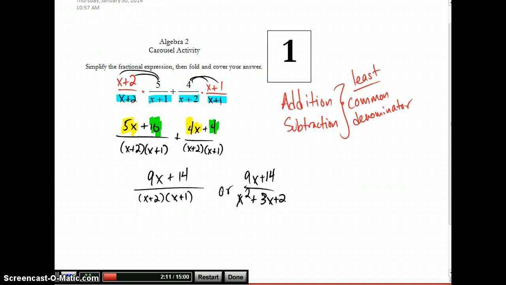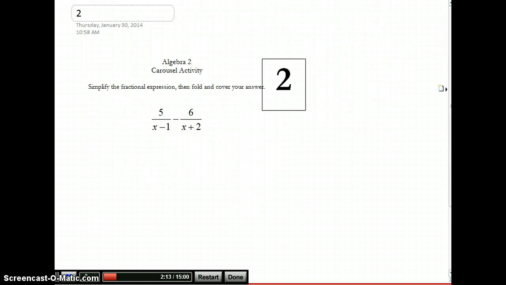The second question is very similar. The denominators are not the same. However, pay attention to the fact that we have subtraction. For now, that just means we need a common denominator. But later on, it's going to mean that we need to get careful with negatives. So same process as last time. We get our denominator of x plus 2 times x minus 1. We know that's where we're going to end up. That is our common denominator.